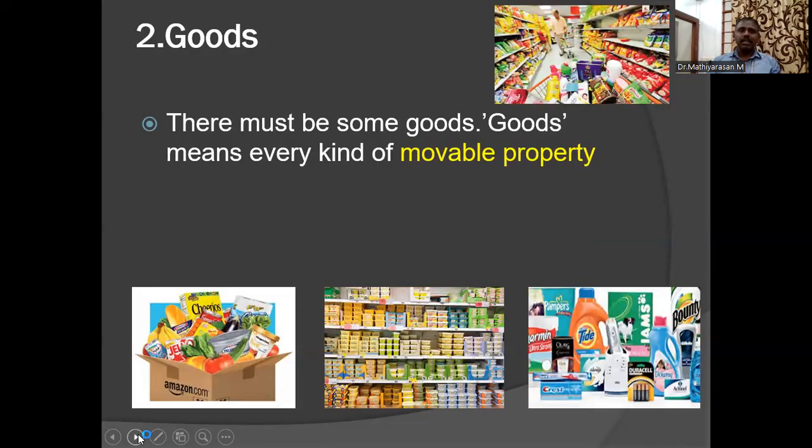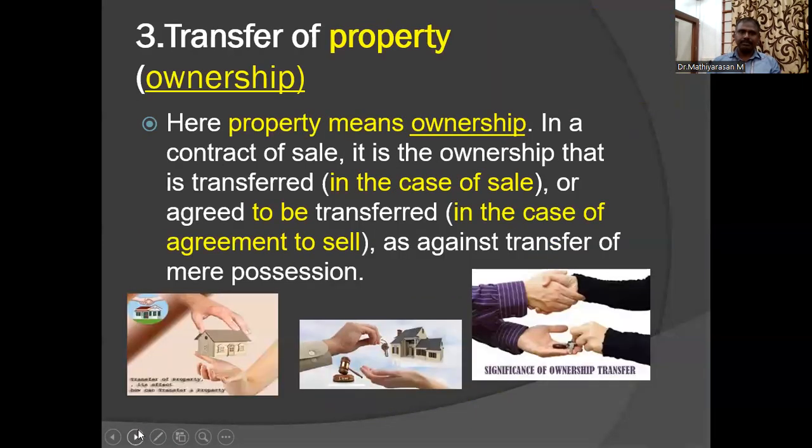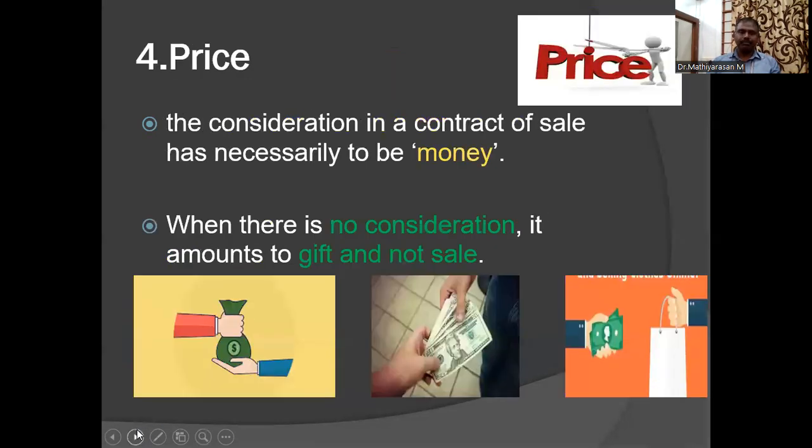Next one, goods. There must be some goods. Goods means every kind of movable property. The sale of immovable property is not covered under the Sale of Goods Act. Third one, transfer of property. That is, ownership should be transferred from one person to another person. Here, the property means ownership. In a contract of sale, it is the ownership that is transferred, that is in the case of sale, or agreed to be transferred in the case of agreement to sell, as against transfer of the possession.